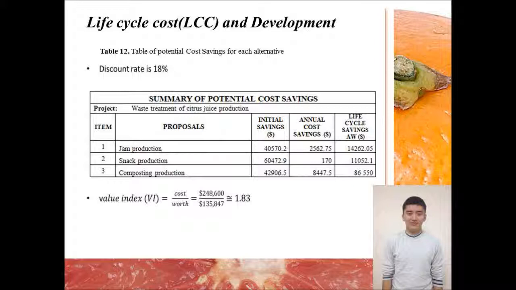According to initial savings criteria, the jam production alternative was estimated as the cheapest compared to other alternatives, namely snack production and composting production. However, further analysis showed that composting production was the most suitable since it has the highest annual worth and the lowest life cycle savings. The value index, which is cost over worth, is equal to 1.83, a pretty small value index, which means that it's very good for project initiation.